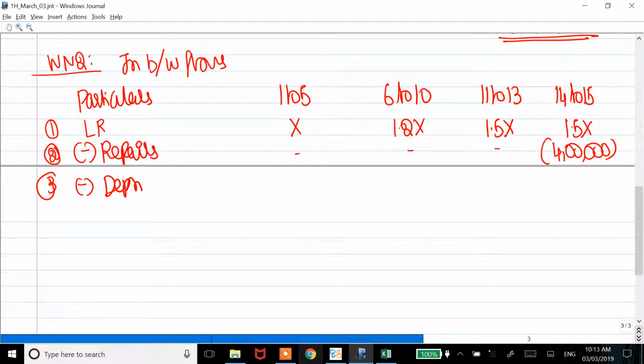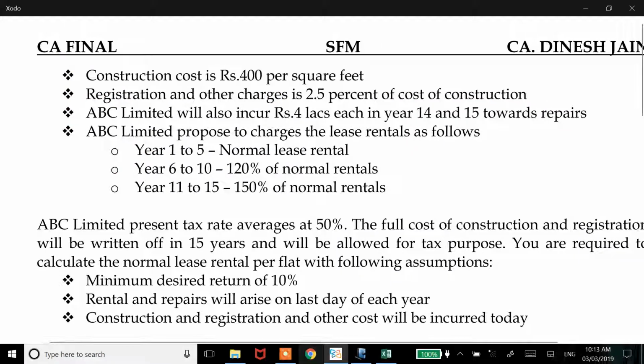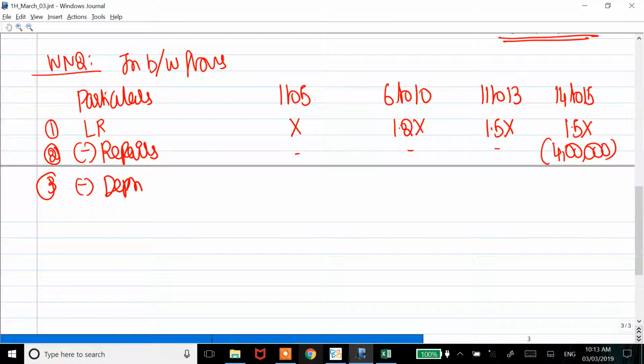Minus depreciation. Now there is a salvage value given in the question, but the question has said that the full amount will be written off over 15 years. Somewhere it said full cost of construction and registration will be written off in 15 years and will be allowed for tax purpose. Somewhere it said that they will hand it over at 8 lakhs. So if that line was missing, then I would have subtracted 8 lakhs and computed depreciation. Because of that line, it is 24 lakhs 60,000 divided by 15 years. 2460 divided by 15 years, 164.